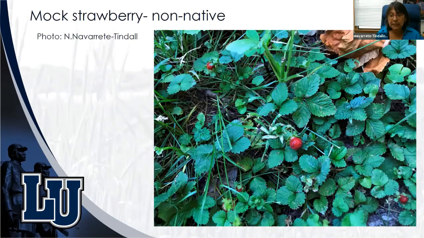And another one that I like to mention is mock strawberry. Mock because it looks like a strawberry. They're related to a strawberry, but they are not sweet like a strawberry. They're edible, but they don't have any flavor, and the flowers are yellow. That separates them from strawberries, either wild or introduced. They also can completely cover the ground.